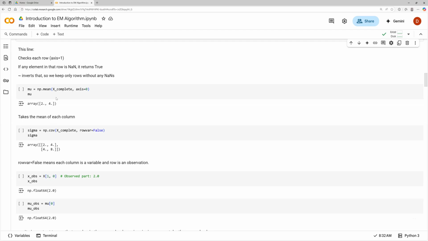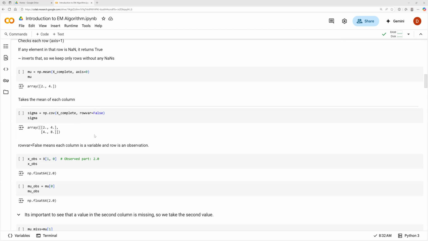Remember, this is something I've emphasized in my earlier videos: here the diagonals are the variances, and these are the covariances. The covariances should be the same. They should be equal, the off diagonal. I do want to emphasize that point. Row variance equal to false means each column is a variable and each row is an observation.